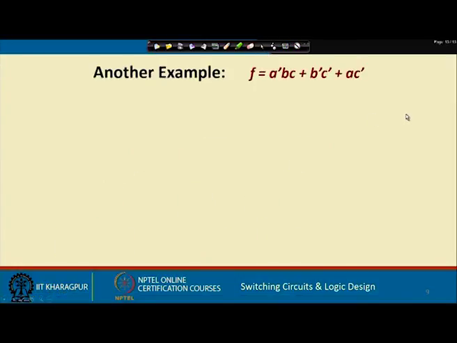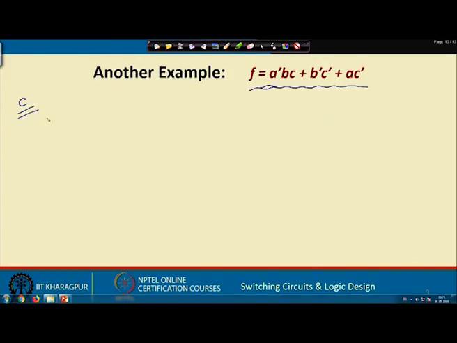Let us take another example, let us work this out. Suppose we have a function like this, A bar B C plus B bar C bar plus A C. Let us follow some particular order, not necessarily A B C. Let us say first we expand with respect to variable C.